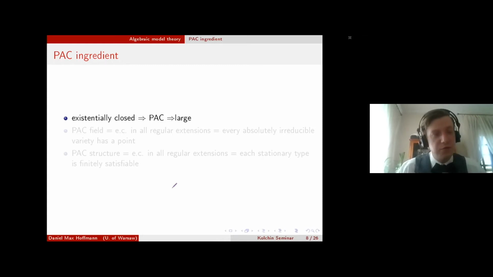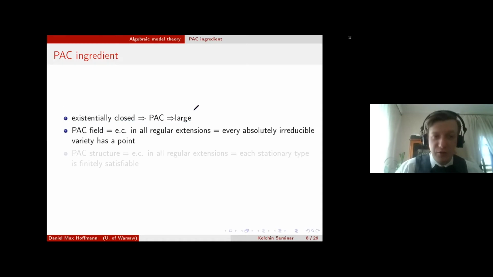And if you think about that, that's just exactly ACF, algebraically closed fields. So if you take existentially closed fields, then you just get algebraically closed fields. And okay, so they are quite special, and they imply that you are a PAC field or PAC structure, and that implies a large field. So this first line actually is well known in the case of fields. Existentially closed fields are PAC, PAC fields are large.